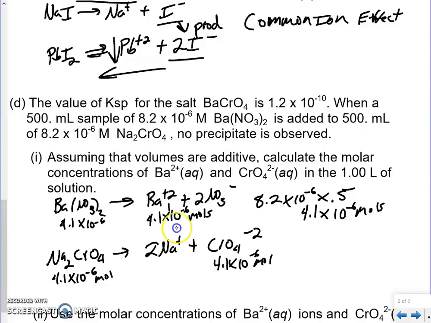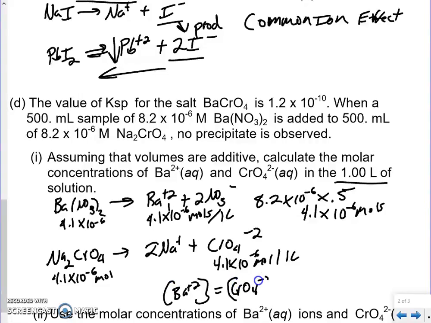Of course, our nitrate and our sodium would be twice as much, so if they were asking for nitrate or sodium, this would be 8.2 times 10 to the negative 6. We just don't care about it. We're looking at just the barium and chromate. Now, we're still not done. We now have to get this into molarity. Nice thing is, we're now in 1.00 liter, so divide by 1 liter, and what we get is our concentration for both the barium ion and the chromate ion. They're equal. And that's going to be equal to 4.1 times 10 to the negative 6 molar.